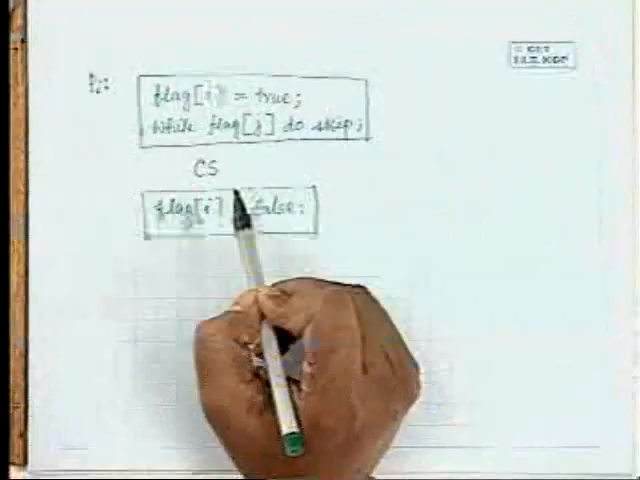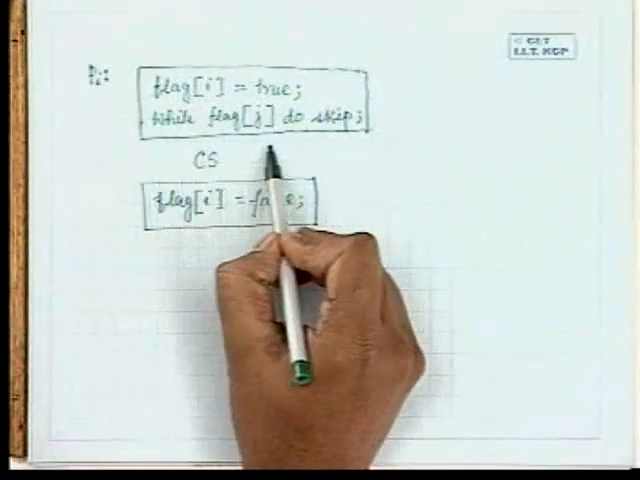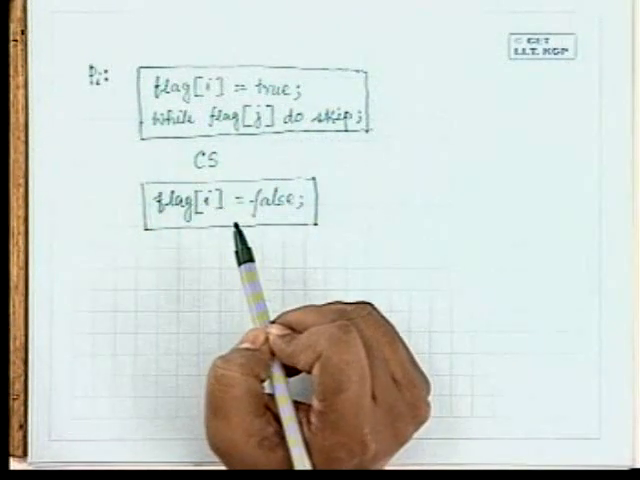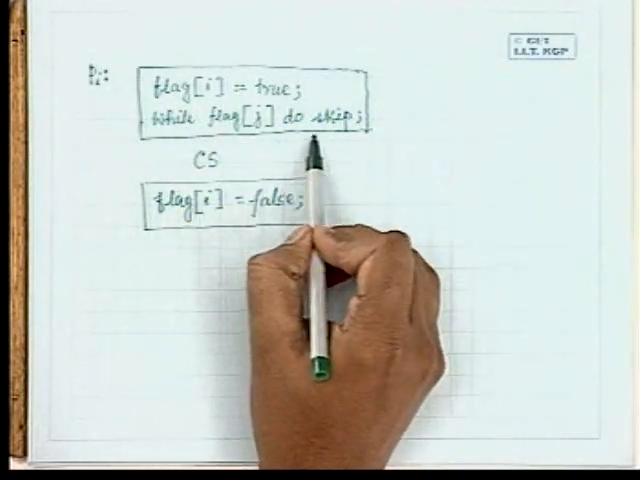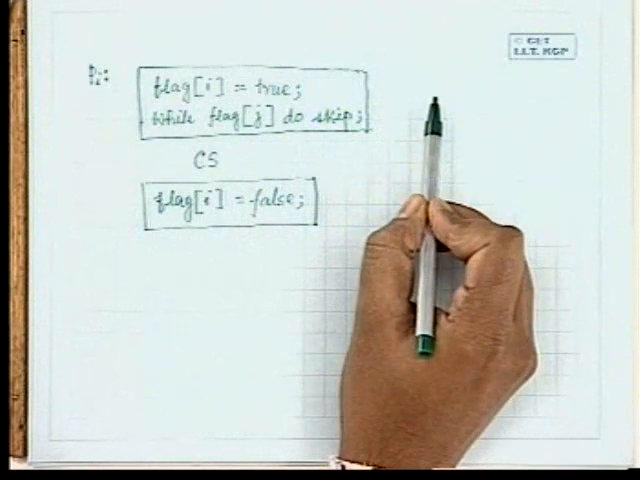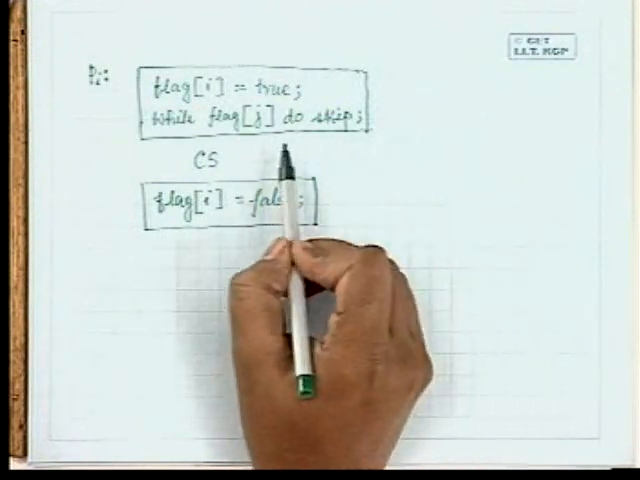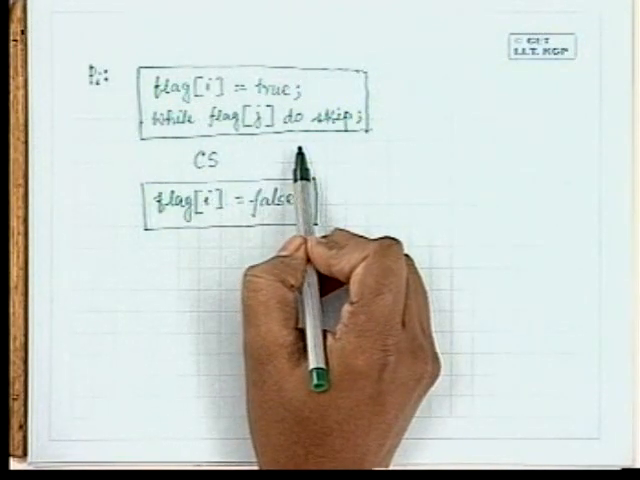Okay, so action. Then it checks whether the jth process also wants to enter the critical section or not. If the jth process wants to enter the critical section, then the jth process will set flag j to true, and the ith process will wait in this while loop.